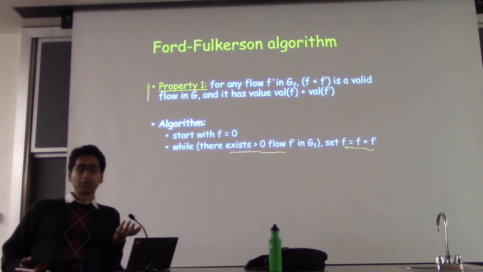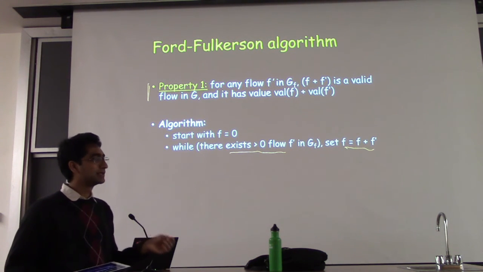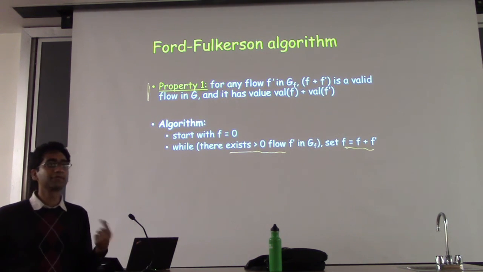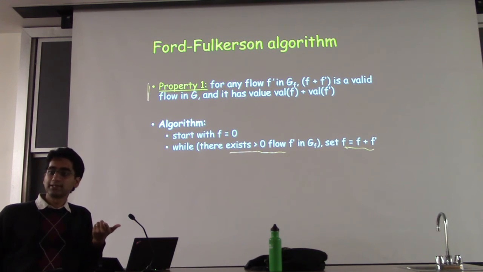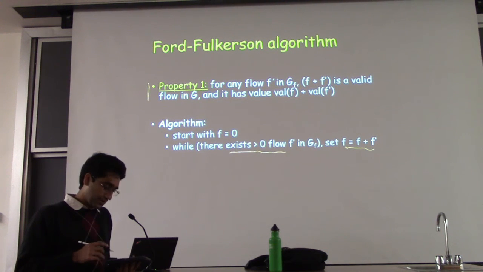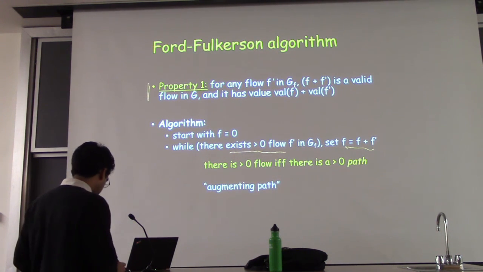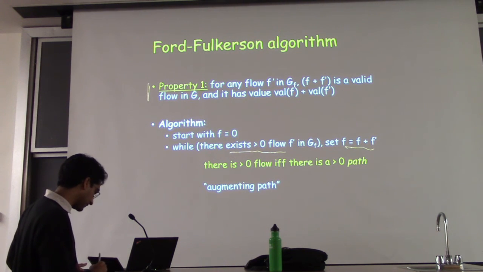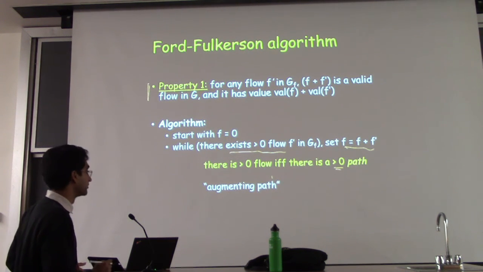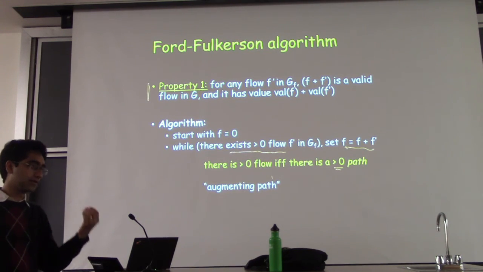So to find some non-zero flow, it's actually enough to find just one path. That's the idea behind this. There is a bigger than zero flow if and only if there is a bigger than zero path. And the path is a directed path now, because this is a directed graph.